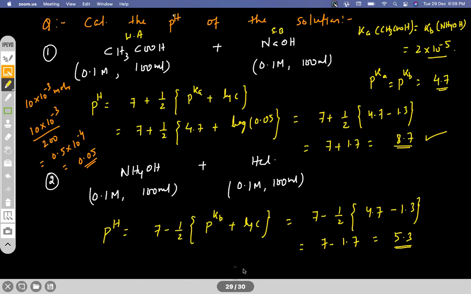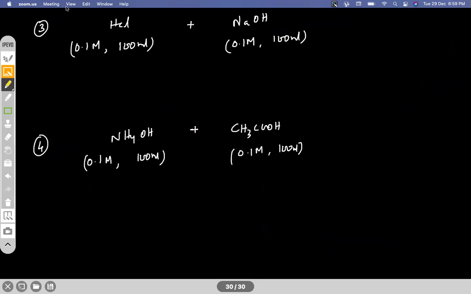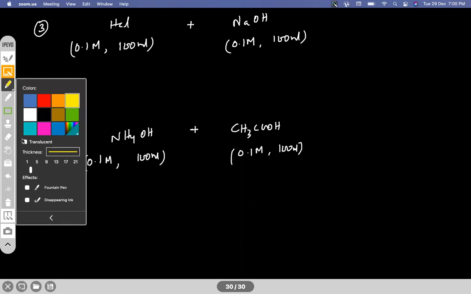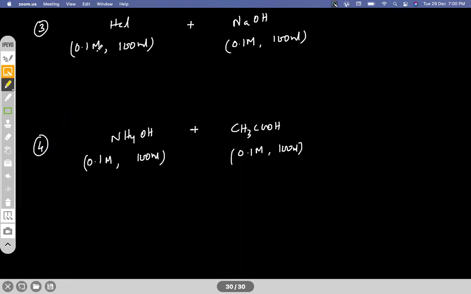Okay, the other two you try. These two. Yes, it is neutral because we have strong acid and strong base, but do check the number of millimoles here. Number of millimoles is 10. Number of millimoles is 10. Since we have equal millimoles, complete neutralization, pH is 7. If it is not equal, then the answer would be different.